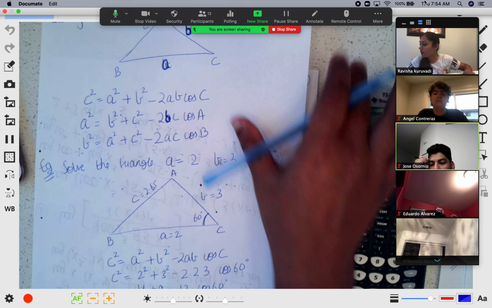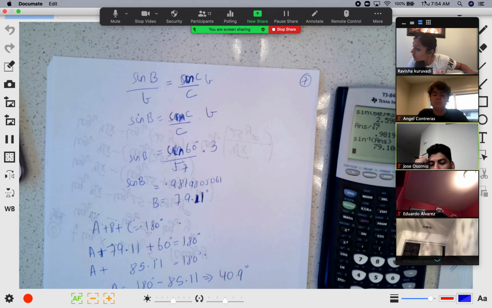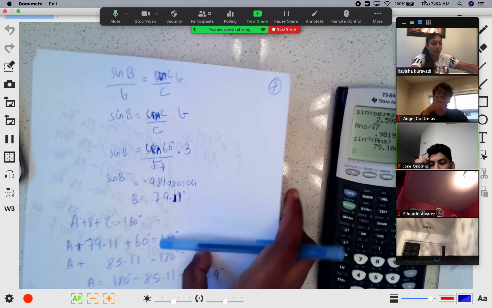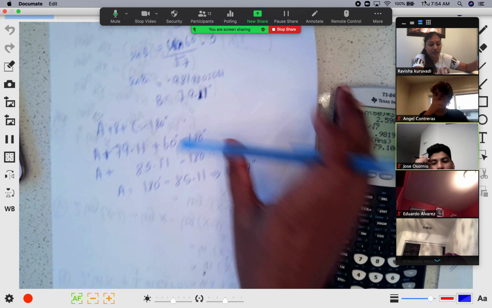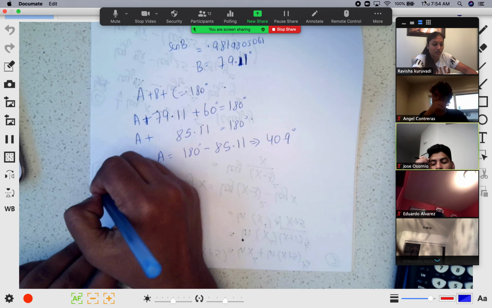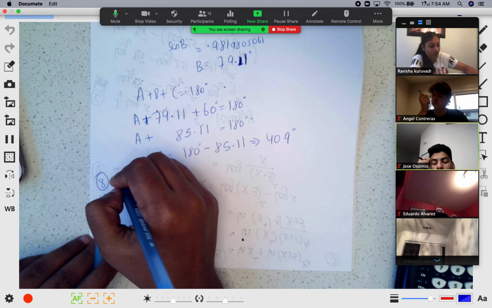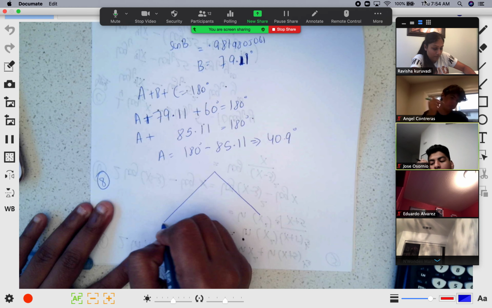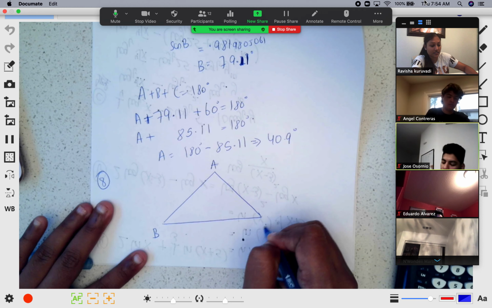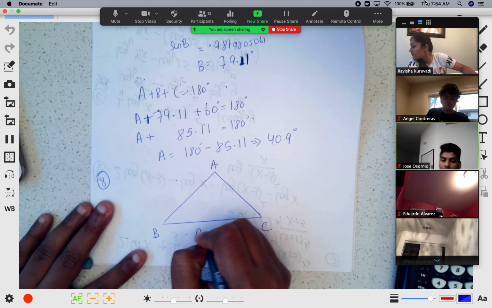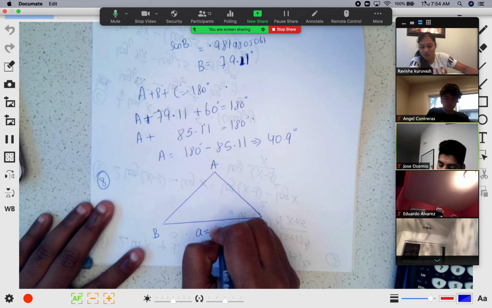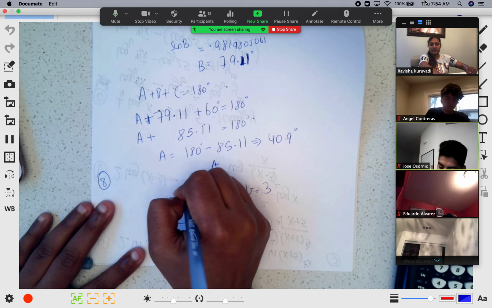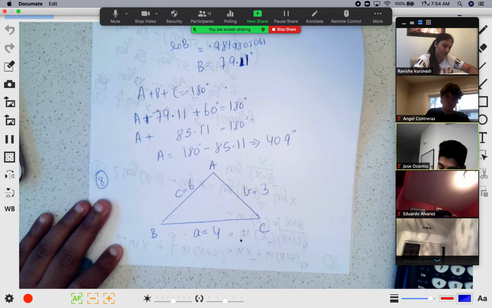You want me to do more problems on this? Okay, let's do more problems on this. You'll get an idea of how to do these. You're given this triangle ABC again. In this case, side A is 4, opposite to B you are given 3, opposite to this you are given C as 6. You need to find all the angles.